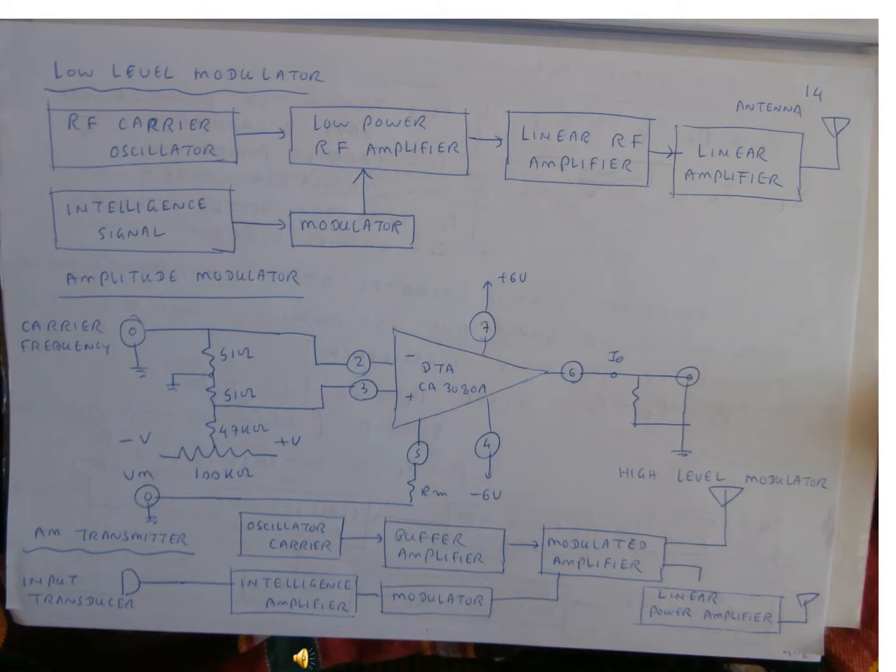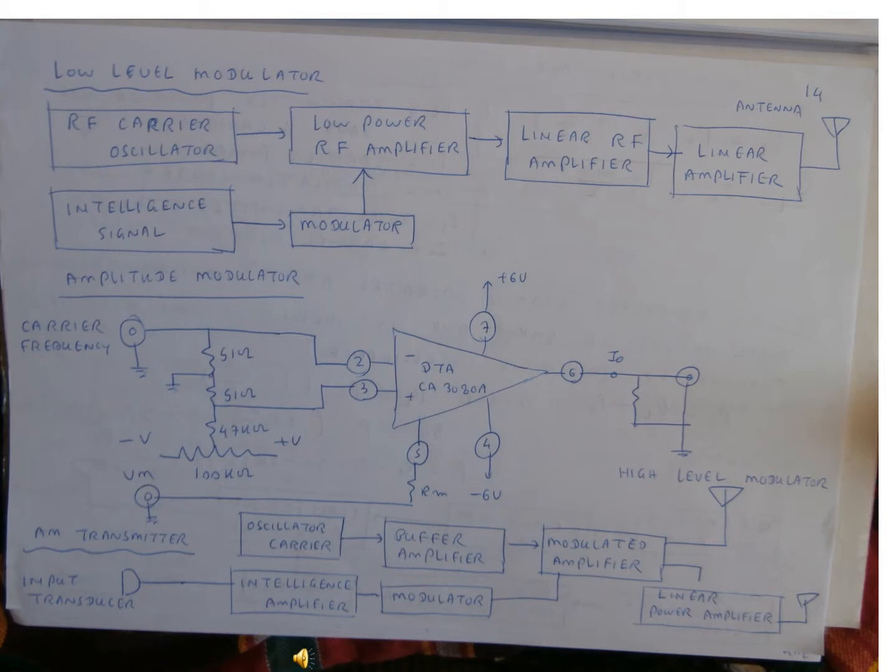The output of the low frequency RF amplifier is transmitted to the linear RF amplifier, and that output is connected to the linear amplifier, and then finally the output comes out from the antenna. So this is for the amplitude modulator circuit. This amplitude modulator circuit can be designed by using the IC, the carrier frequency IC, and this IC is the CA3080 IC. You can see that circuit on the circuit diagram.